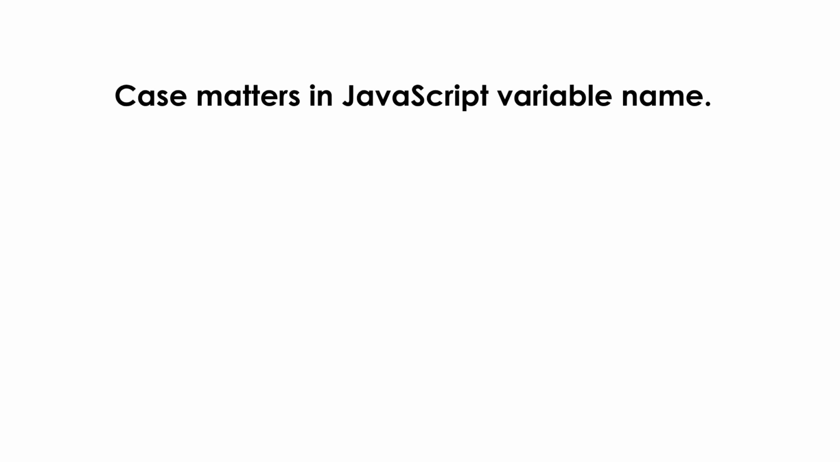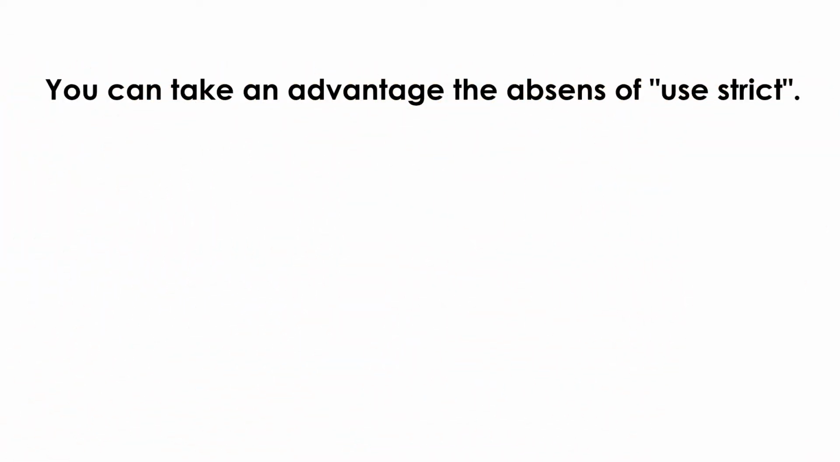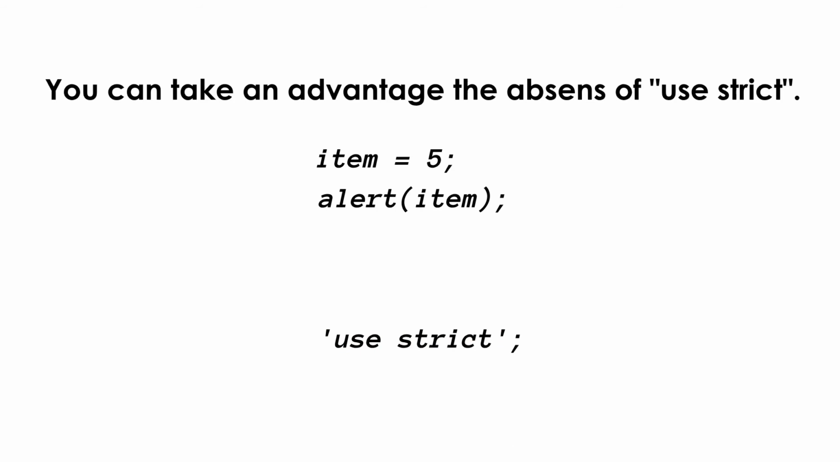JavaScript is a case sensitive language, so the capital and small letters in a variable name matter. When strict mode is not on, you can create a global variable by just writing the name and assigning a value. It is allowed in previous JavaScript, but when you use strict mode, it will not allow you to create global variables. It will throw an exception if the variable is not declared and you are trying to assign a value.